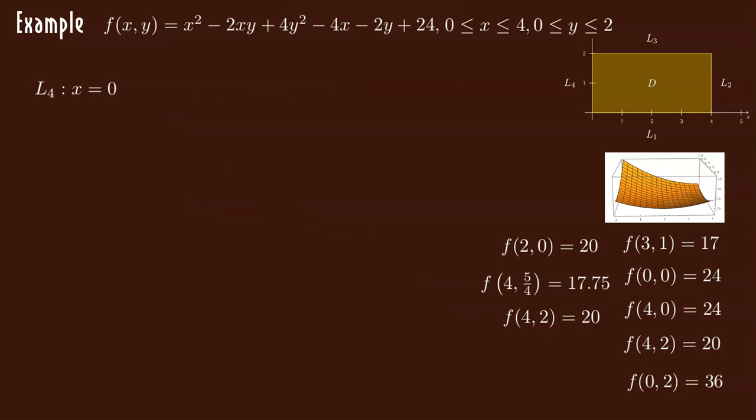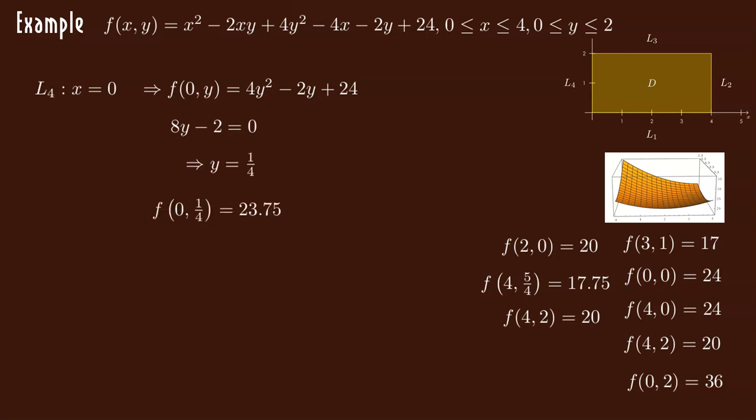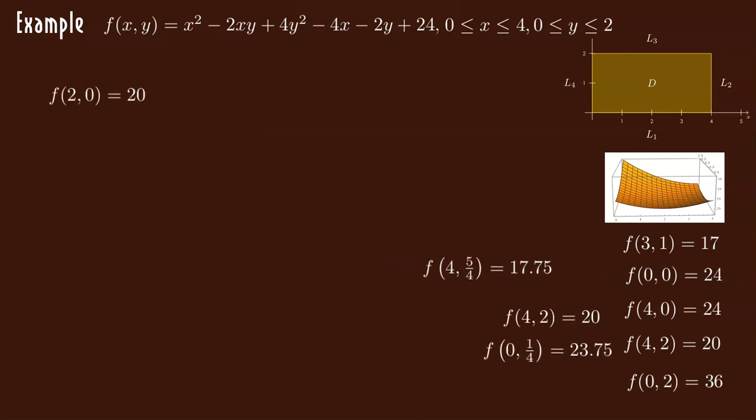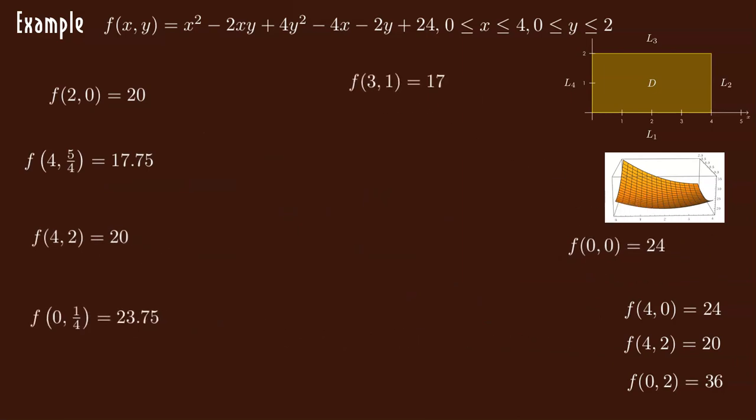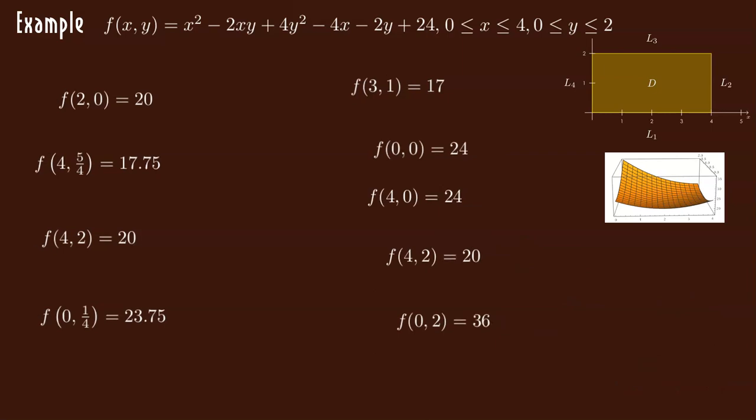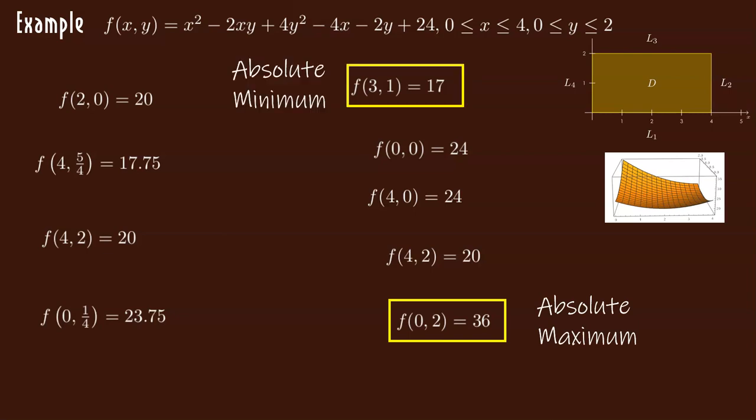Last line, I have x equals 0. Plug it in, take the derivative with respect to y, set it equal to 0, solve. I get y equals 1/4. So now I have the point (0, 1/4). I have one more value to look at. So let's look at this. We have a whole bunch of points to look at. Comparing the values, I see that the absolute maximum is 36 and it occurs at the point (0, 2). The absolute minimum value is 17 and it occurs at (3, 1).